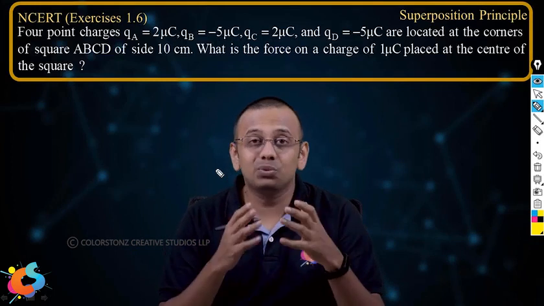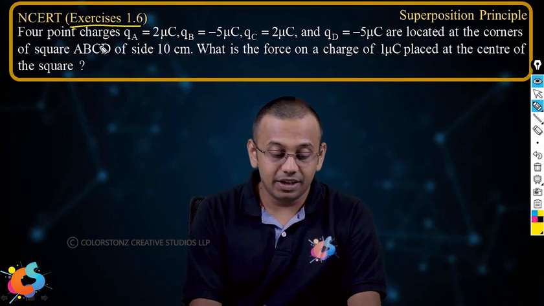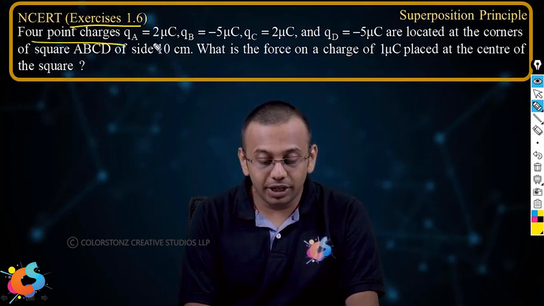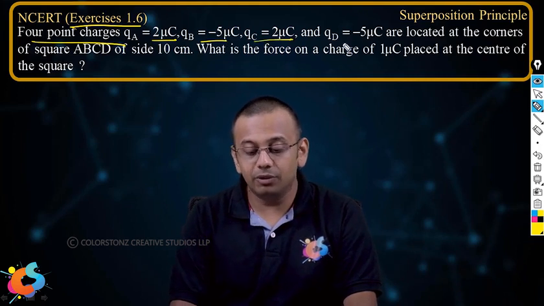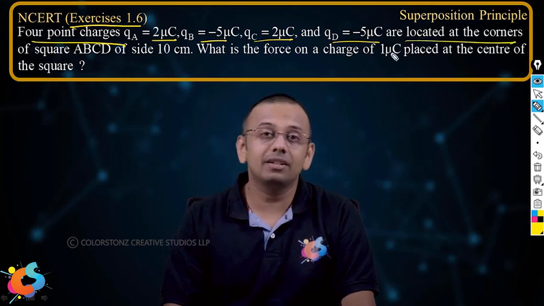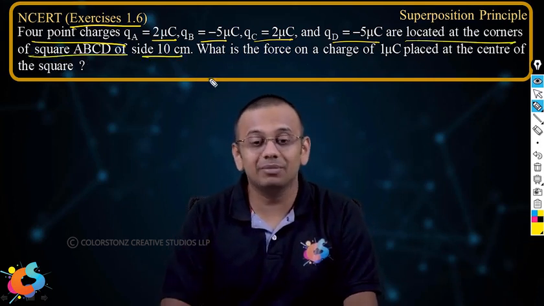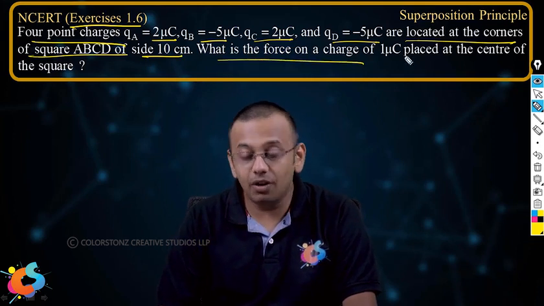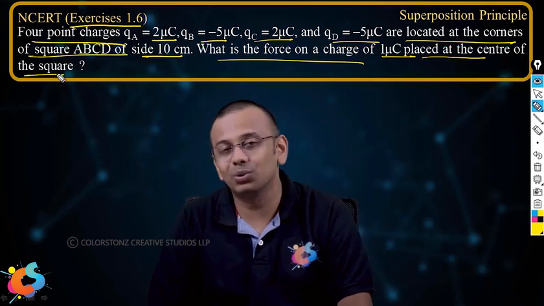This question is also from NCERT, exercise 1.6. 4-point charges, QA equal to 2 microcoulomb, QB equal to -5 microcoulomb, QC equal to 2 microcoulomb, QD equal to -5 microcoulomb are located at the corners of square ABCD of side 10 centimeters. What is the force on a charge of 1 microcoulomb placed at the center of the square?